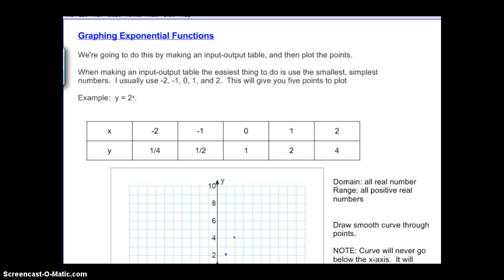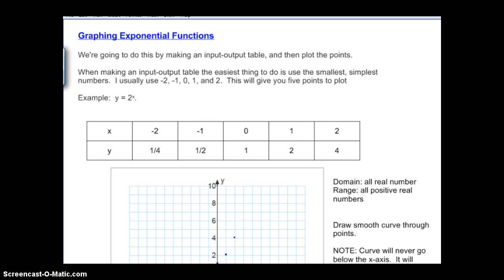So I usually use -2, -1, 0, 1, and 2. Now you're probably saying, why is she using 5? When we did lines, we were only using 3. Well, with lines, you know that the slope is consistent, so once you get those 3 points plotted, you can continue that line into infinity and it's never going to change. It's always going to go up or down by the same amount.